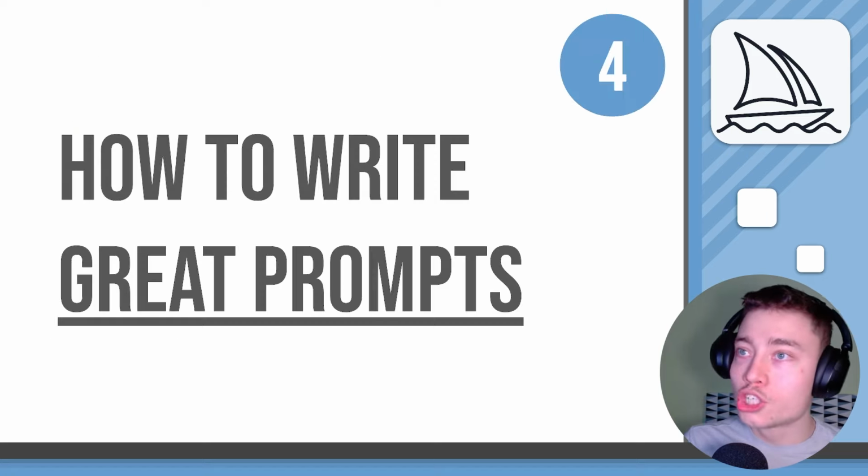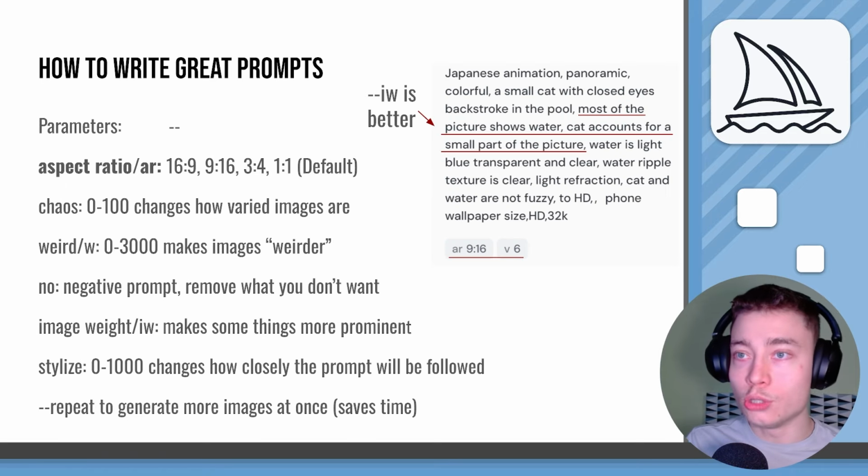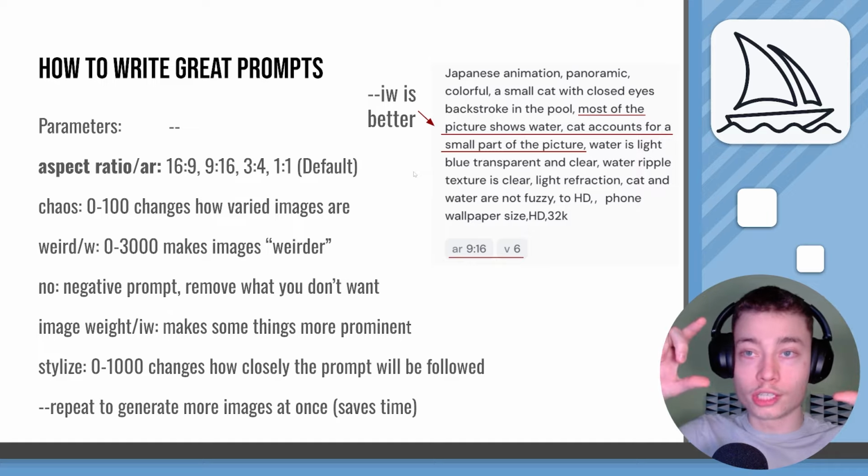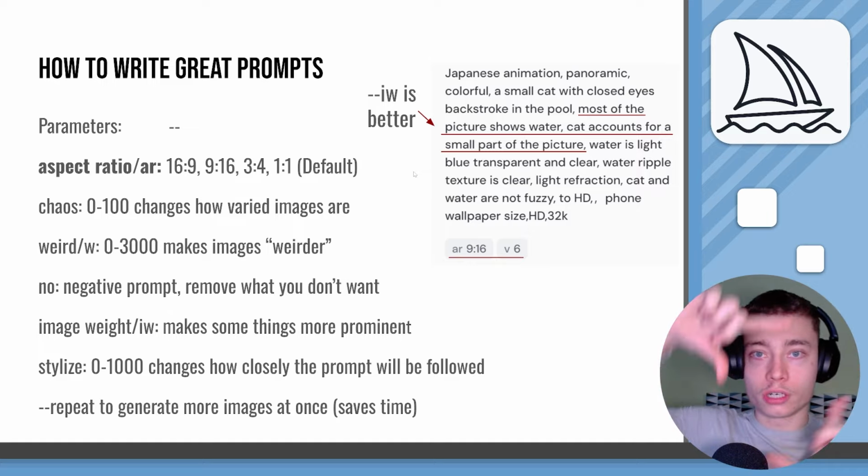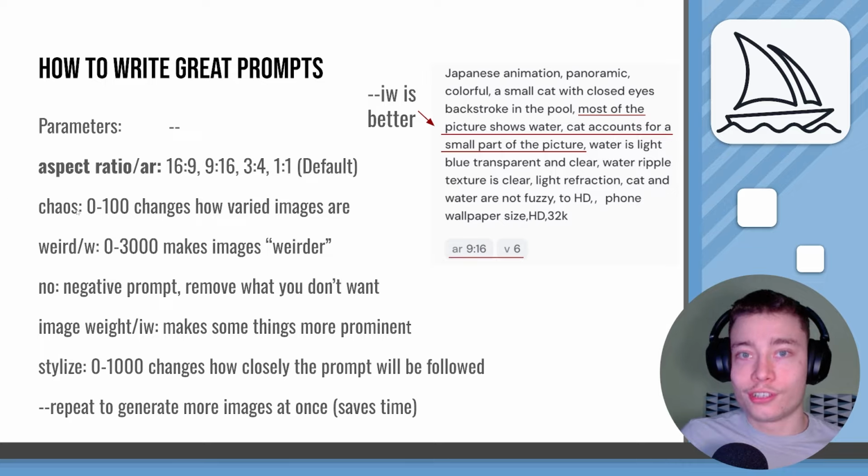Now let's go on to module number 4. How to write great prompts. So parameters. You have to understand the parameters inside of Midjourney. And it might be overwhelming, but bear with me. So aspect ratio, this is like the most basic one, right? It decides whether it's a horizontal image, a square image, or a vertical image. Chaos, as the name suggests, adds chaos to the image. So maybe you have a good prompt, but it's almost there, but not quite. Just add some chaos and maybe you'll get what you're looking for.